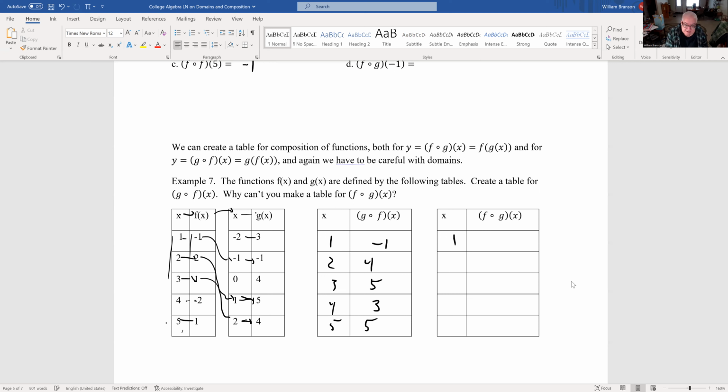If we try to do the same thing for g first, we actually have to use the x's that are in the domain of g. And so that's going to be minus 2, minus 1, 0, 1, 2. We take these, we plug them into g first, and then into f. So minus 2 goes to 3, and then 3 goes to 1, so it's okay. Minus 1 goes to minus 1, and as we noticed above, undefined.